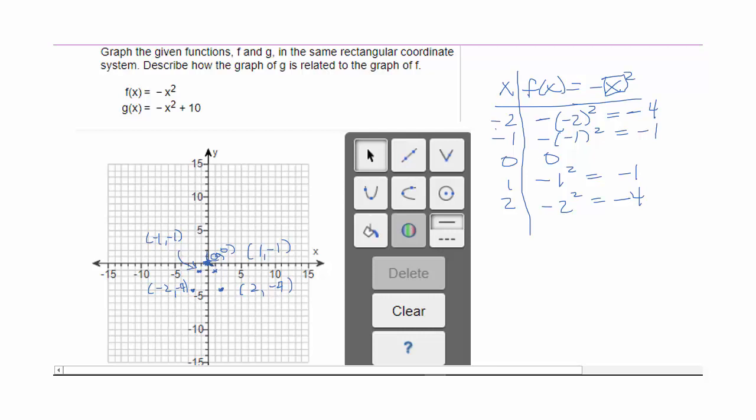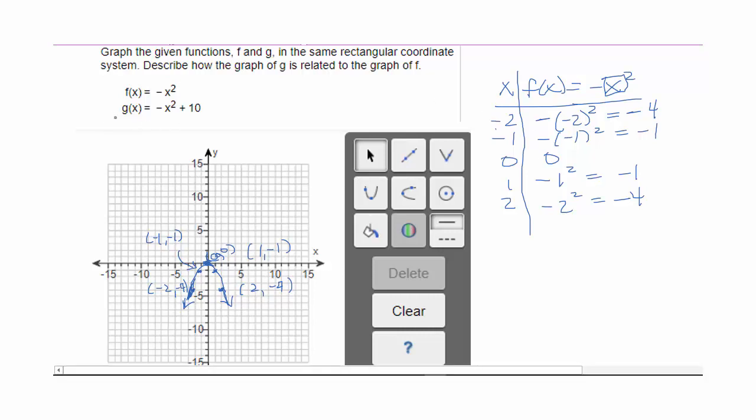Okay, so connecting the dots, it looks something like this. Now, one thing that you should know is that any function that's a polynomial is going to be a nice smooth curve. There aren't going to be any sharp points. So this is going to be more shaped like an upside down U, rather than say an upside down V. It won't have a sharp point in it.